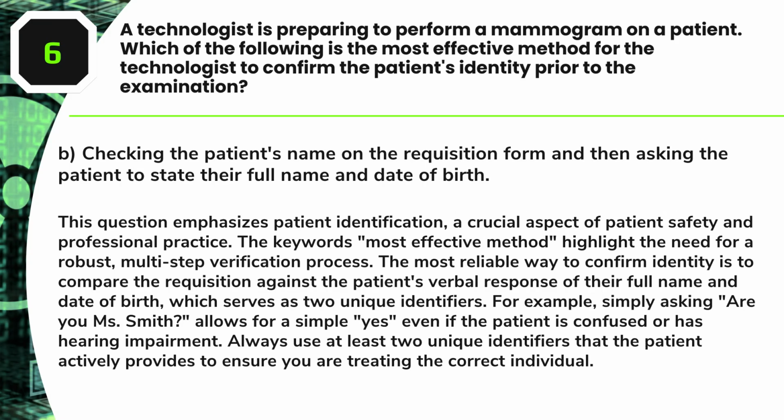Answer: B. Checking the patient's name on the requisition form and then asking the patient to state their full name and date of birth. This question emphasizes patient identification, a crucial aspect of patient safety and professional practice. The keywords "most effective method" highlight the need for a robust, multi-step verification process. The most reliable way to confirm identity is to compare the requisition against the patient's verbal response of their full name and date of birth, which serves as two unique identifiers.